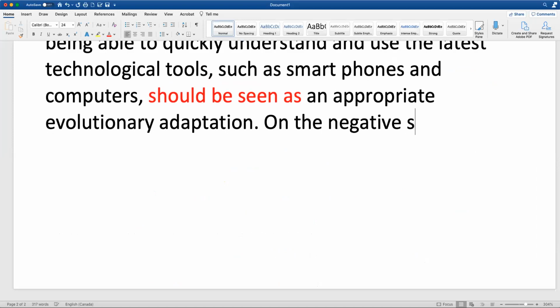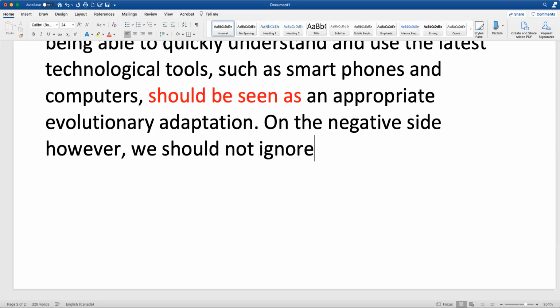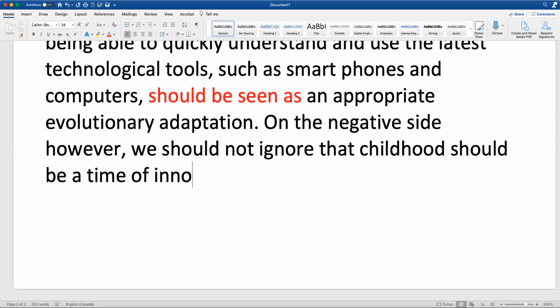On the negative side, however, we should not ignore that childhood should be a time of innocence.